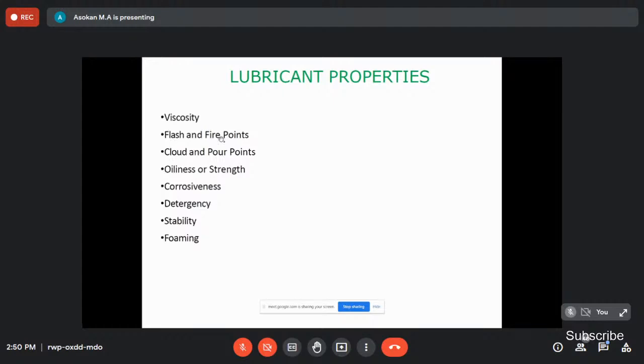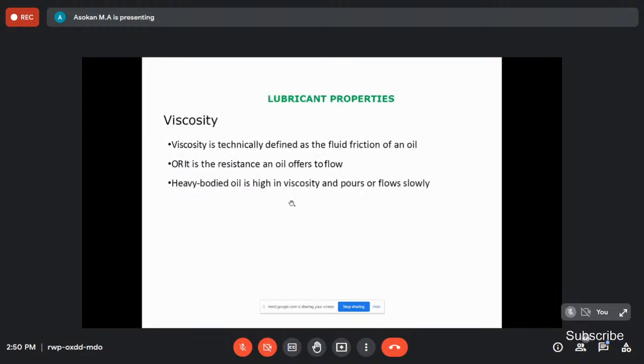Properties, we already discussed in class, point 1.5. These are all important properties of the lubricant. We have discussed the resistance to flow, that is, viscosity.